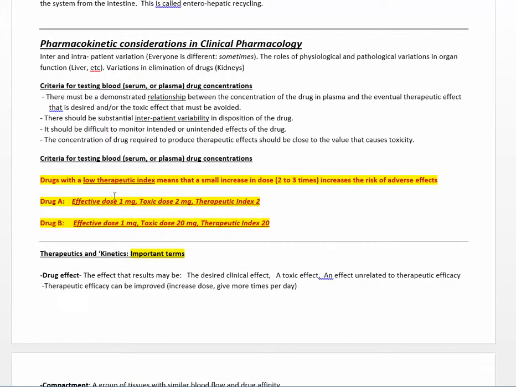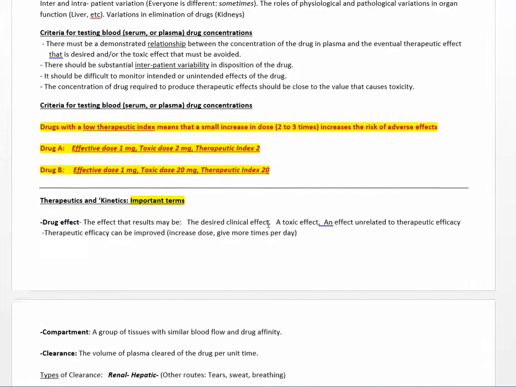Now, remember, here's something with a low therapeutic index. Toxic dose is very close to the effective dose. This is a lot safer, 20. If it was 50 or 100 or 200, that would be best, like penicillin. I mean, you could take so much penicillin in most cases, and the therapeutic index is enormous. It's a very safe drug.